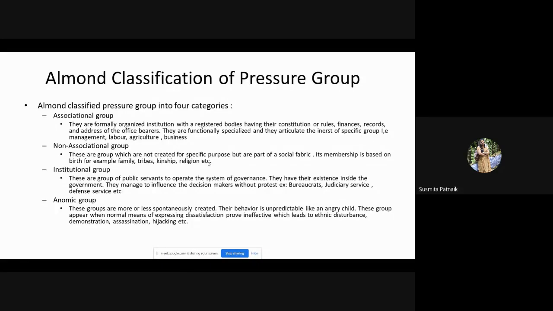So these groups appear when normal means of expressing dissatisfaction prove ineffective. What do you mean by the normal means of expressing dissatisfaction?